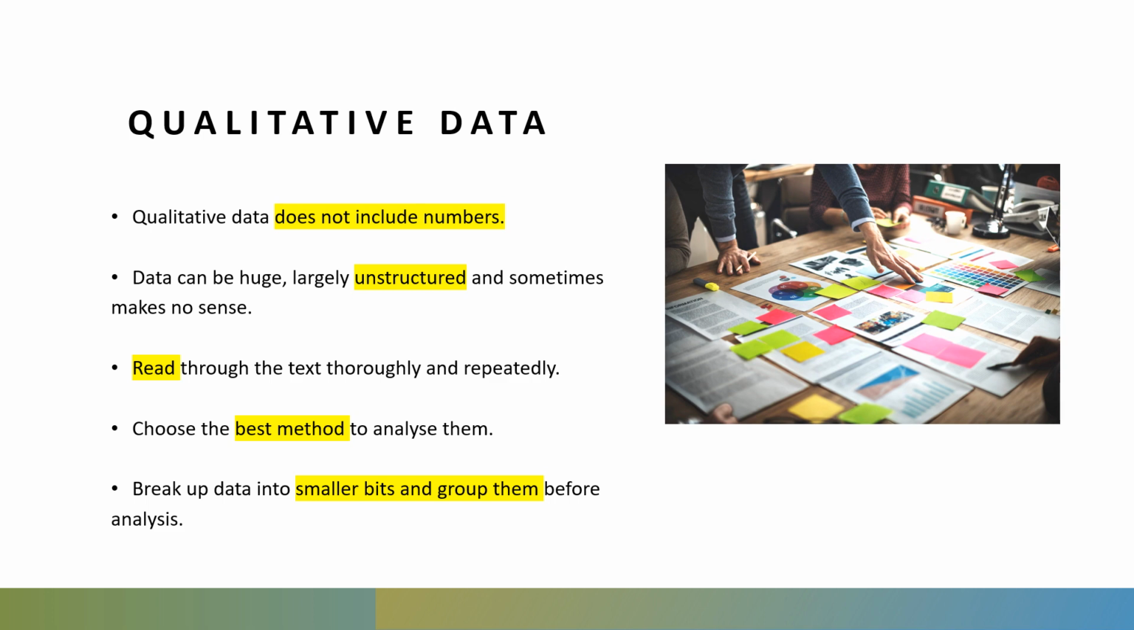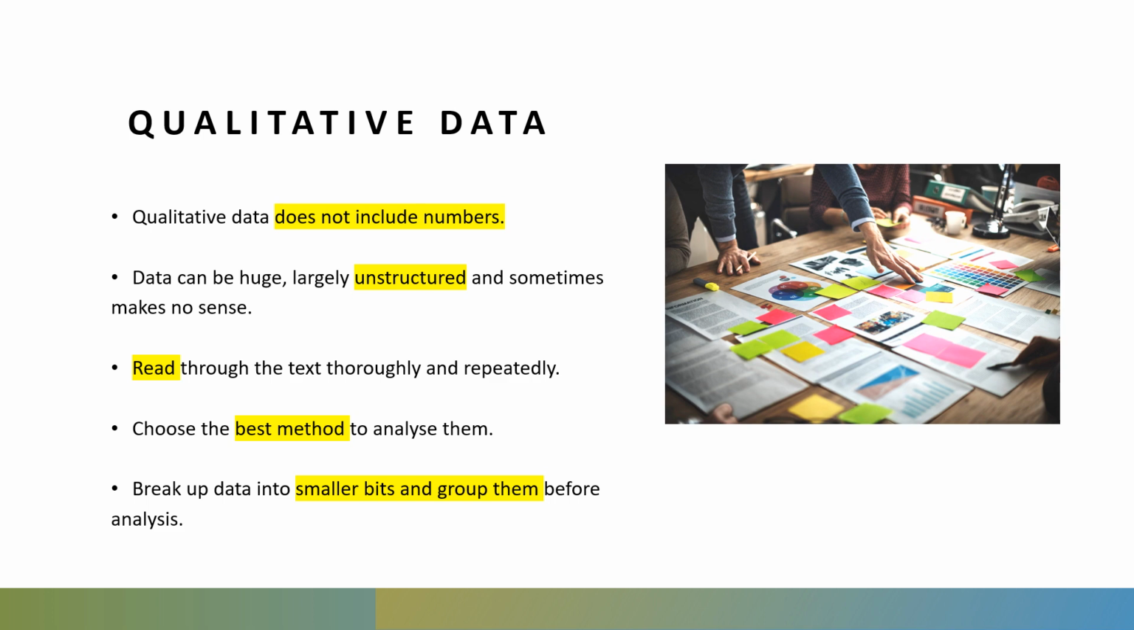So for those of you who have done qualitative research, you know that qualitative data does not include numbers. They are not stuff that you can count or do statistical analysis on. Generally, you would have collected a voluminous amount of data, and they're largely unstructured and sometimes difficult to make sense of. So my advice would be for you to look at your data sooner rather than later.